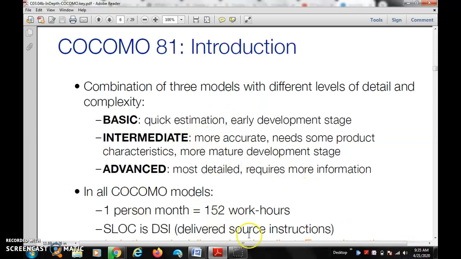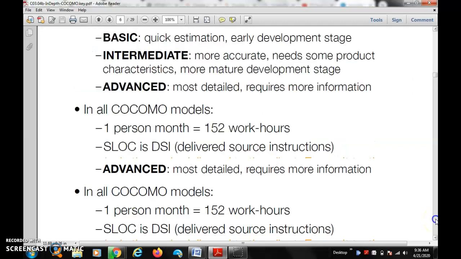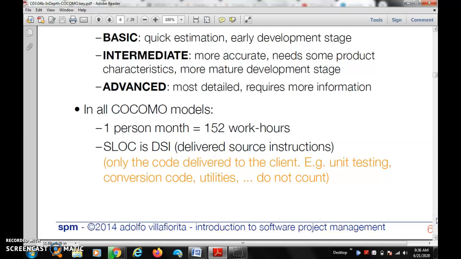In the COCOMO model, 1 person-month equals 152 work hours. SLOC is DSI, delivered source instruction: code delivered to the client. Examples: unit test, conventional code and utilities. So the life cycle is first documentation, then design, after that coding, after that testing. After testing, the code is delivered to the client.